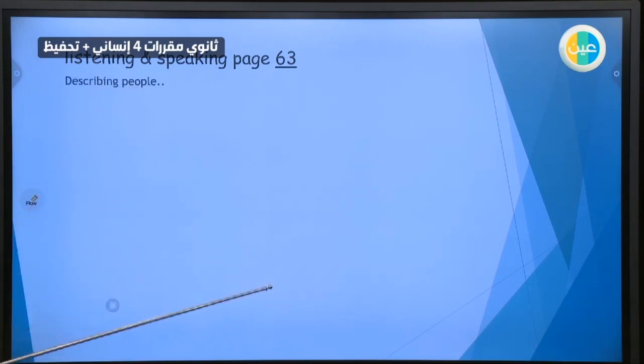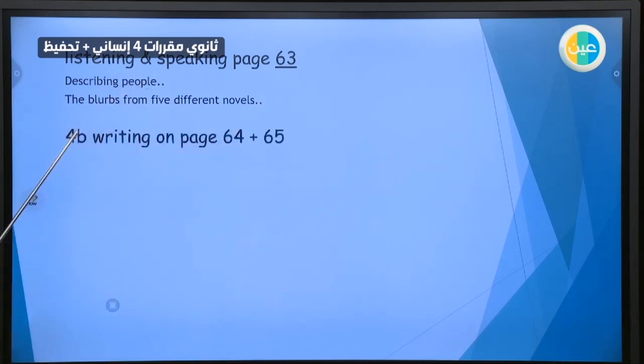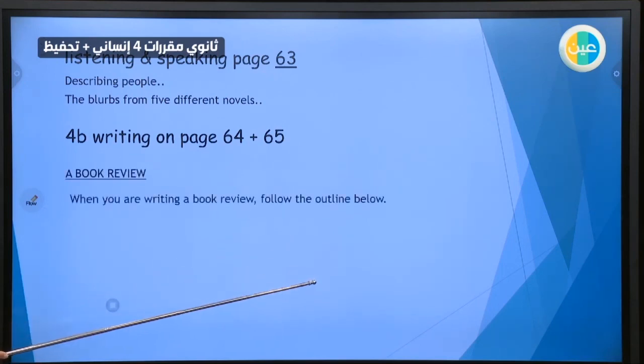Then we have listening and speaking on page 63. We have describing people, the blurbs from the five different novels. Then we have 4B writing on pages 64 and 65, which is the last task here in this module, a book review.